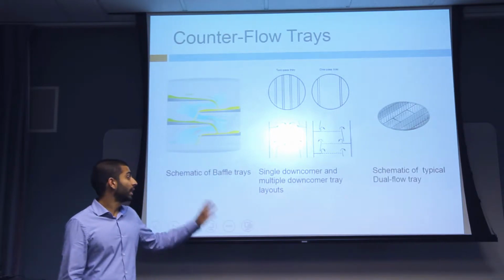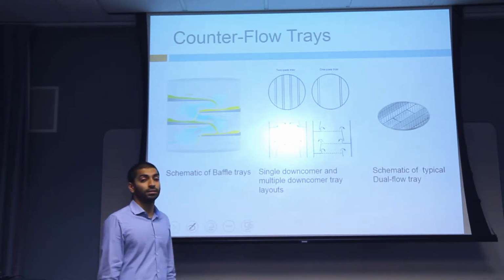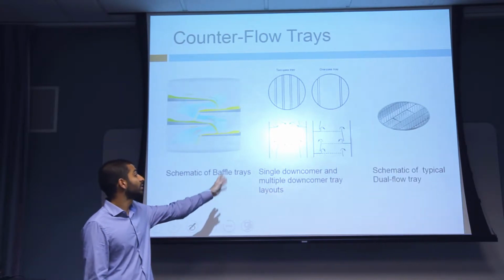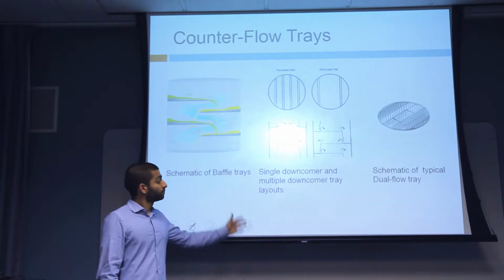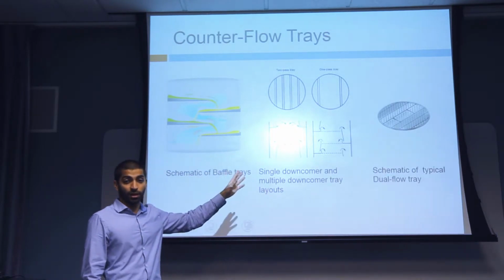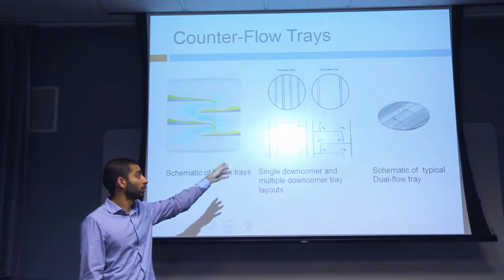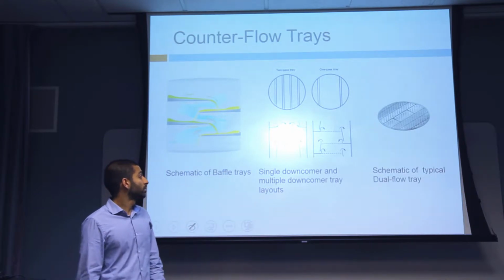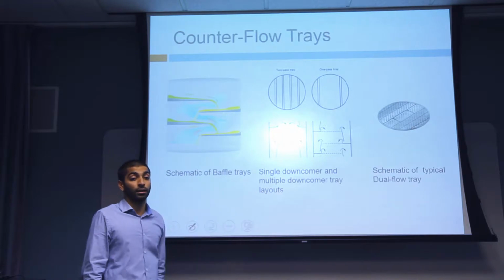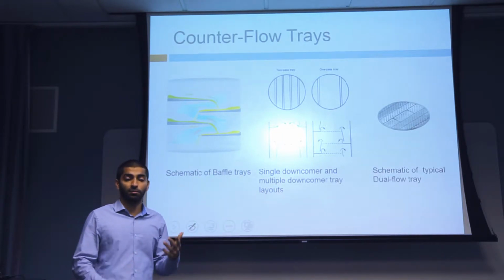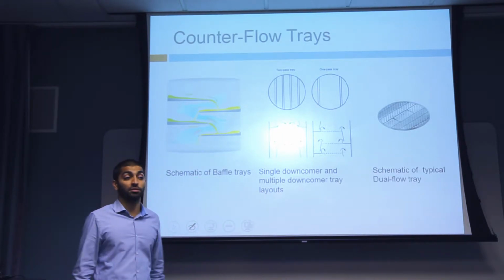In the middle, you see a multiple downcomer tray, and there's a difference between a multiple downcomer and a single downcomer tray. As you can see, the single downcomer tray has only one downcomer per tray, and the liquid falls down sequentially. In contrast, the multiple downcomer might have 2 or 3 downcomers on one tray. This creates a multiple pass system which increases surface area contact.